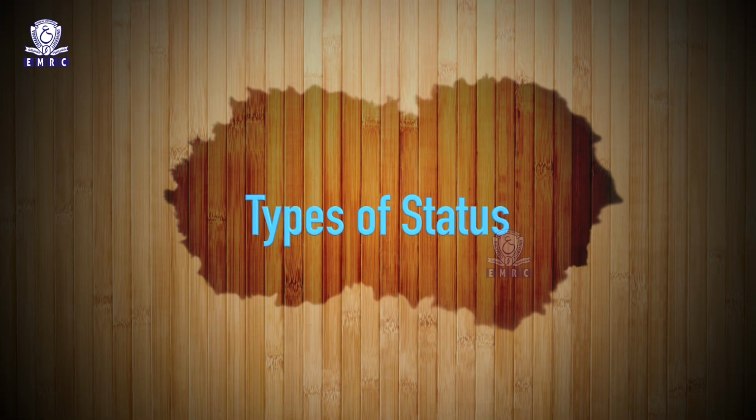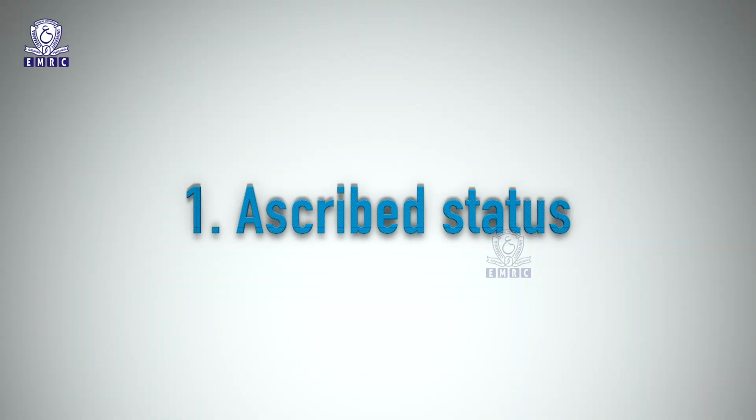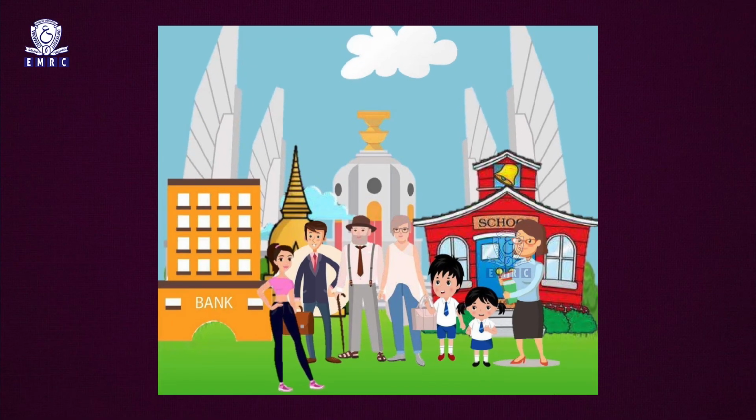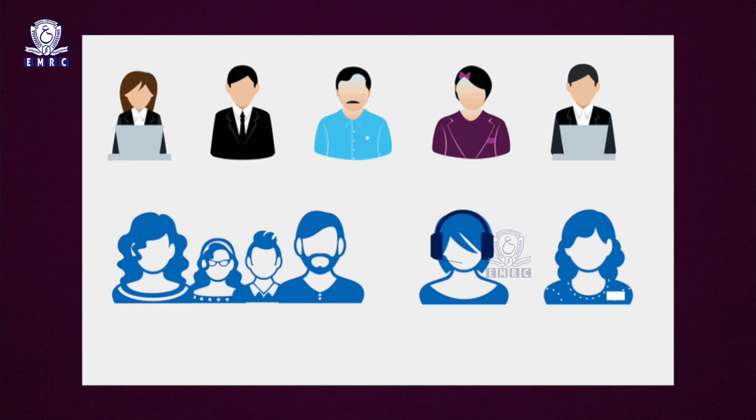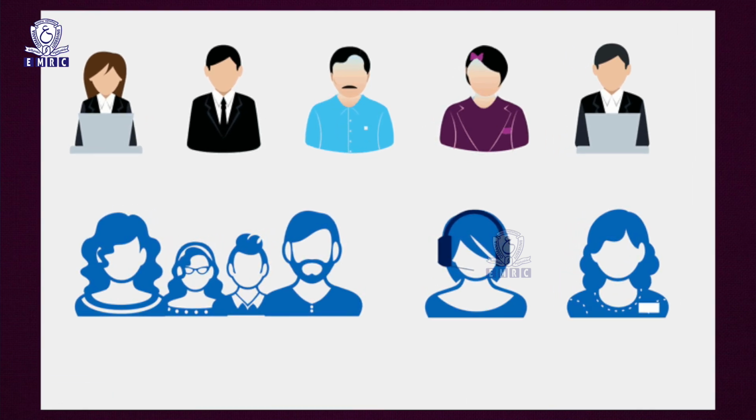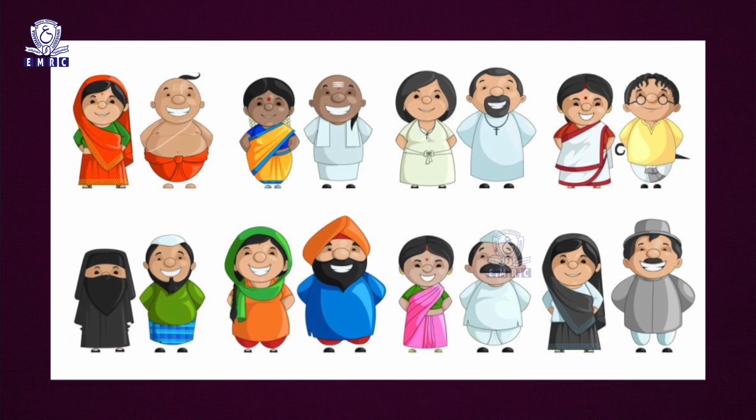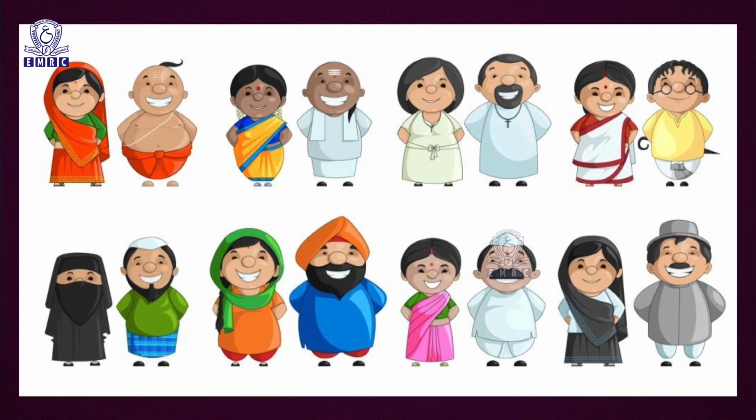Let us look into the types of status. Status is determined either by position one holds or by special qualities one possesses. Social status is of two principal forms, ascribed and achieved. Ascribed status is the status assigned to individuals without reference to their innate differences or abilities. Ascribed status means an individual derives a particular position in the society right from his birth. This status is predetermined. This status cannot be changed.